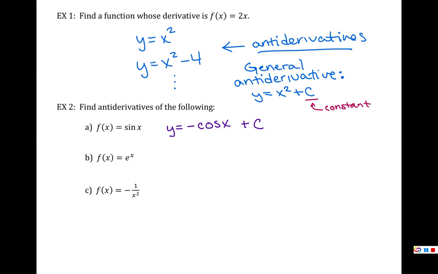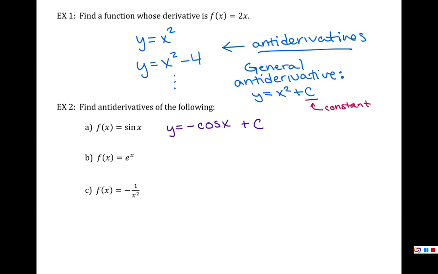Well, the first one, it would be negative cosine x, and then I have to put on the plus c. That's because I know the derivative of cosine x is actually negative sine x. And so if I want to get a positive sine x, my original function or my antiderivative would have to be negative cosine x.